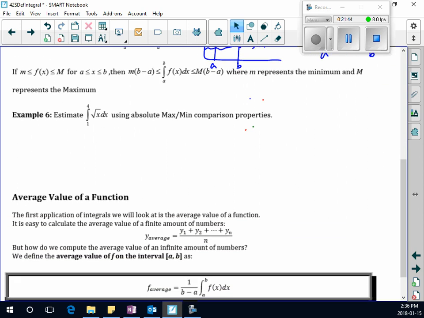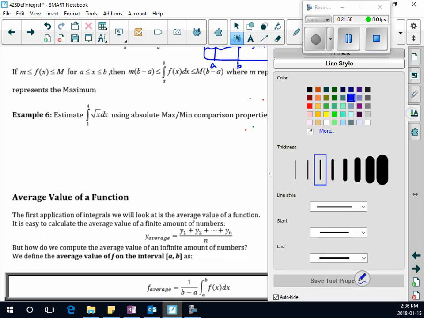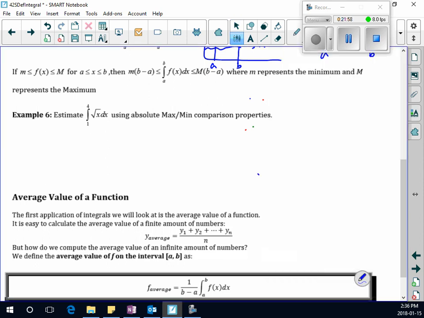So it says here, estimate the integral from 1 to 4 of the square root of x dx using the absolute max and min property. Okay. So let's draw a visual. The property we just did will make sense once we draw this. Does anybody remember how the graph of the square root of x looks?